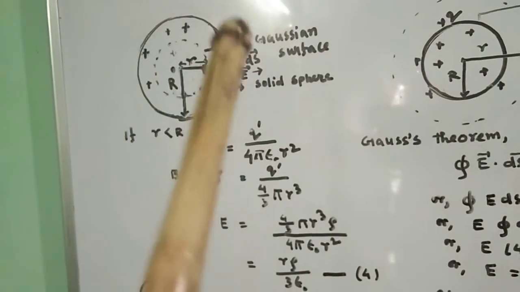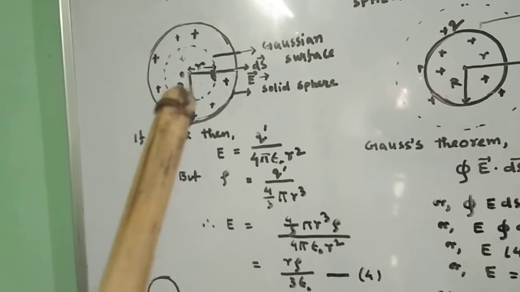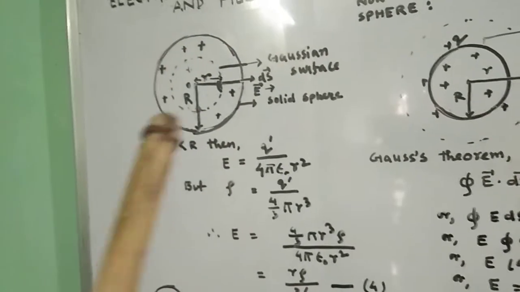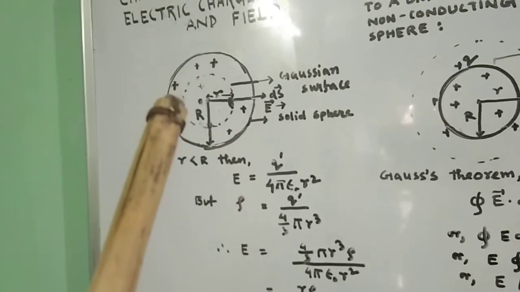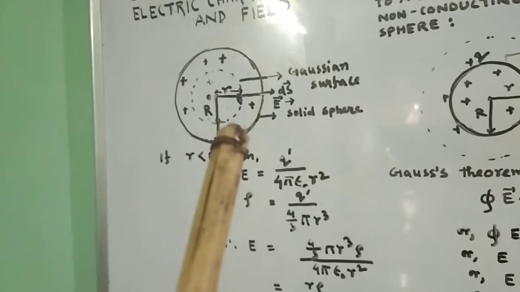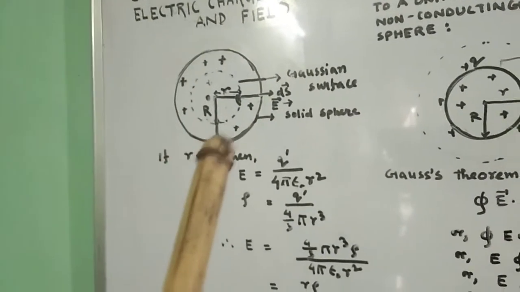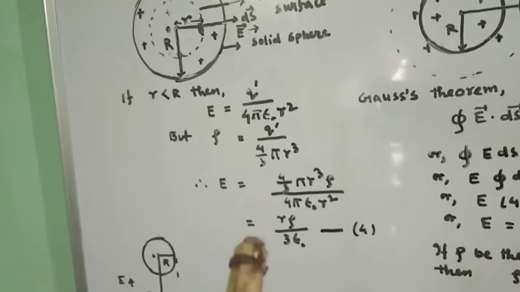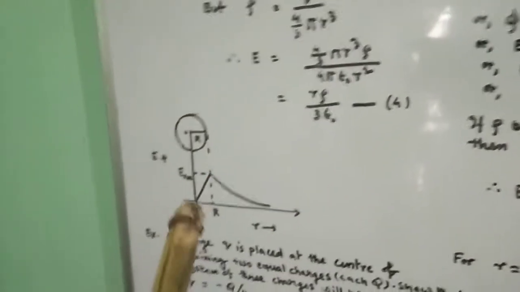If you consider a larger Gaussian surface inside the solid sphere, then the field will be more, because if you consider a larger value of small r, then more amount of charge is accumulated inside the Gaussian surface, is it not? Because the more material inside the Gaussian surface, the more is the charge, because charge is throughout the volume. So it says the field intensity is directly proportional to small r. Now you can go for the diagram.